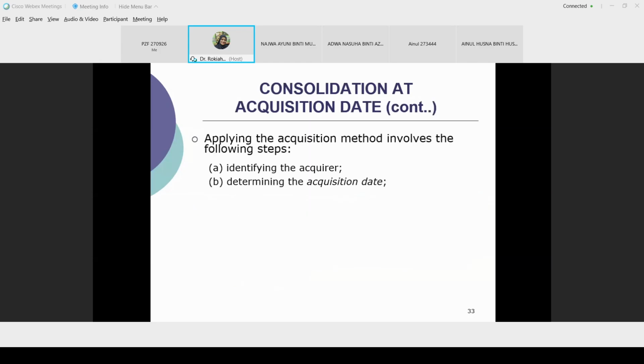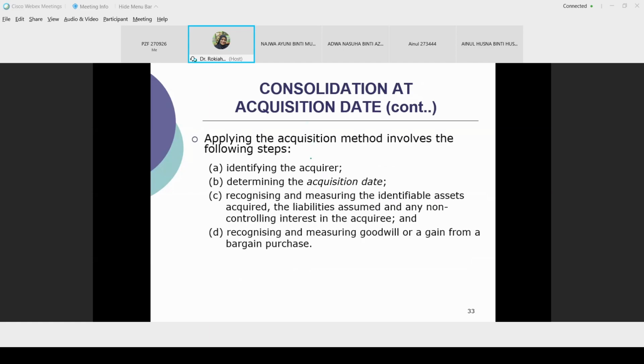We have 4 steps here. The first step: we need to identify who is the acquirer, or who is the parent. Then we also look at the acquisition date, when the acquisition date is. For the acquisition date, you have to be careful when it is related to stage acquisitions.